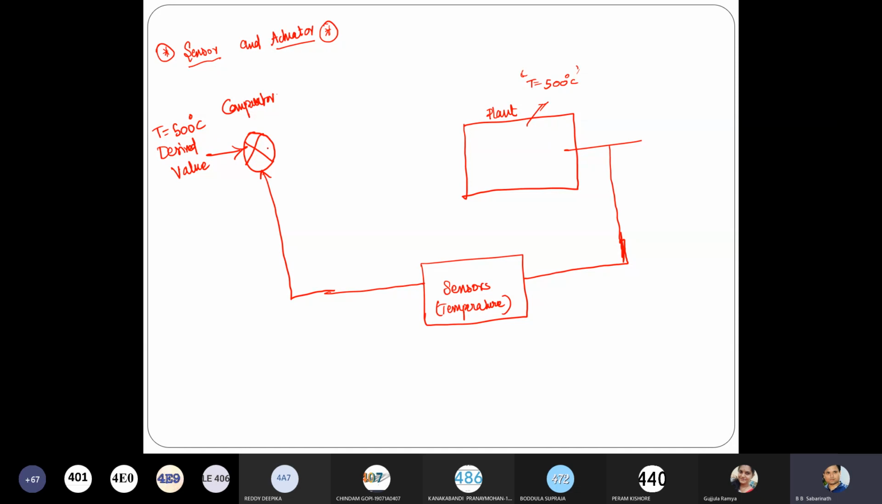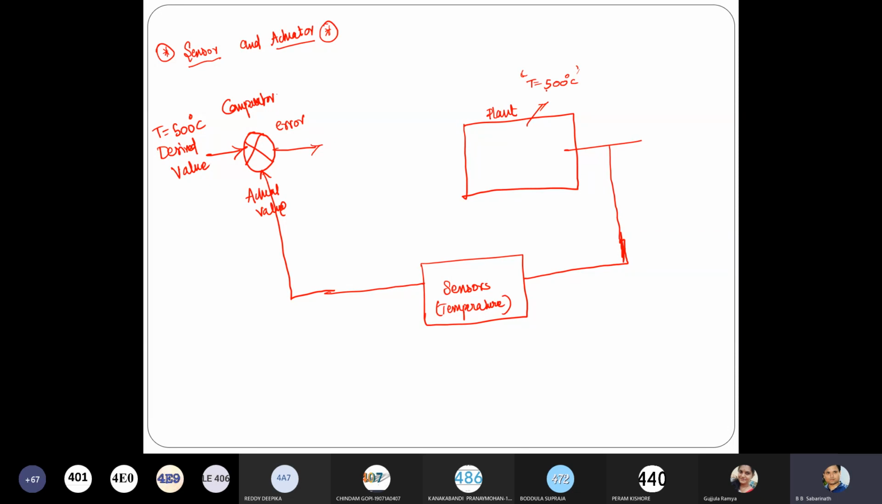The actual value may not be equal to 500; it may be less than 500, definitely initially. So they take the difference between them. This is the sensor output, this is the actual value. Now they compare the actual value and the desired value, and based on that they generate an error. We'll definitely get an error. Now, if I want to rectify this error, what do I need to take care of?